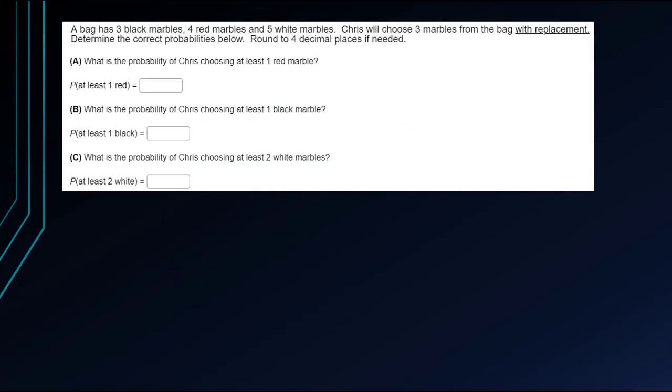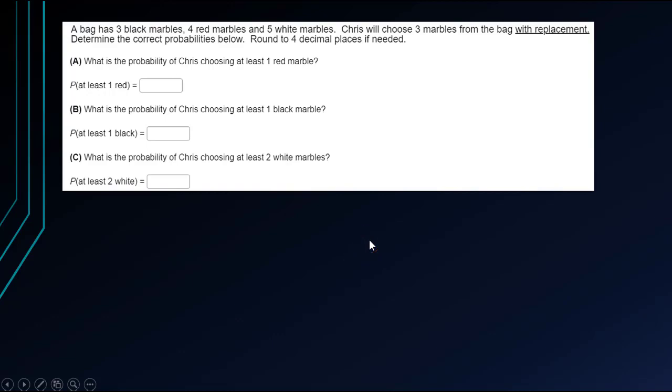A bag has 3 black marbles, 4 red marbles, and 5 white marbles. Chris will choose 3 marbles from the bag with replacement. So basically, he picks a marble, looks at the color, puts it back in the bag, mixes it up, and then picks again. Determine the correct probabilities below, rounding to 4 decimal places if needed.